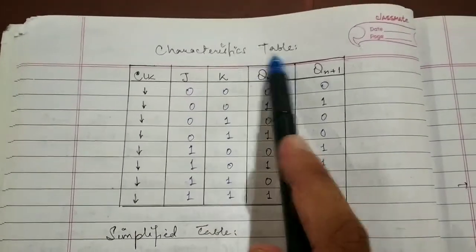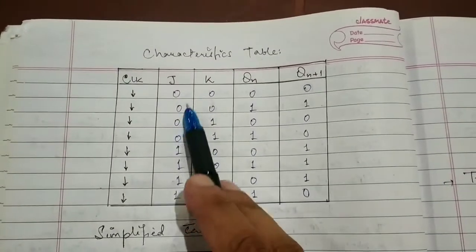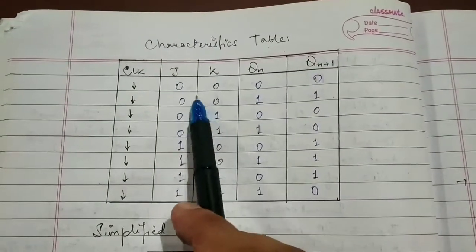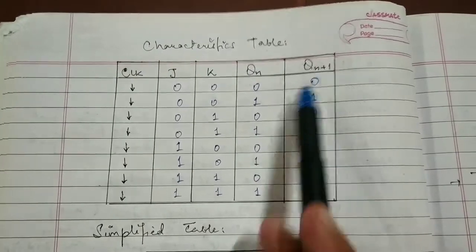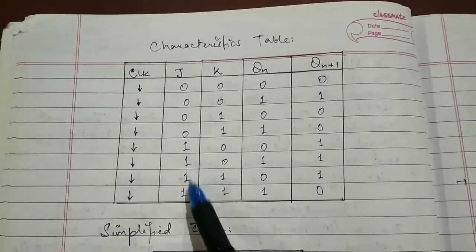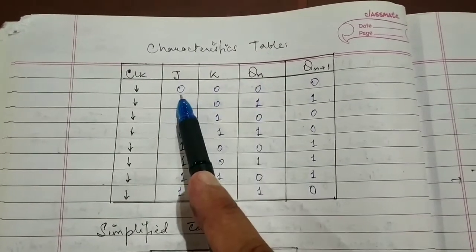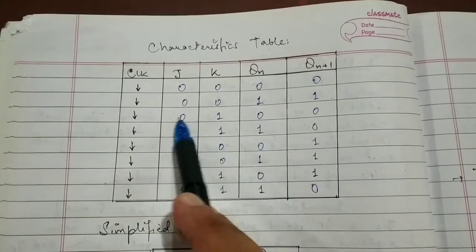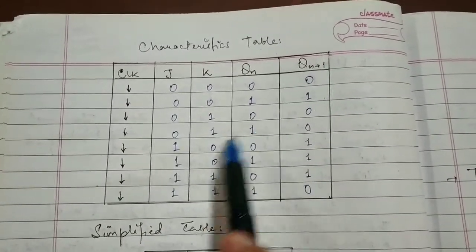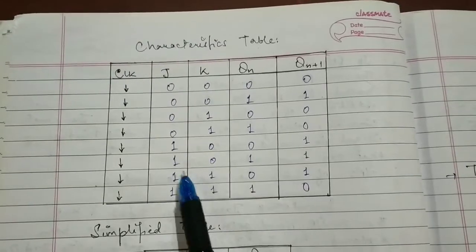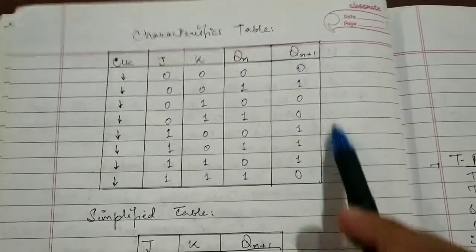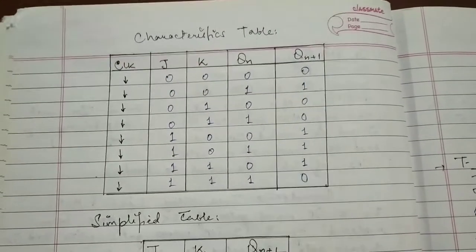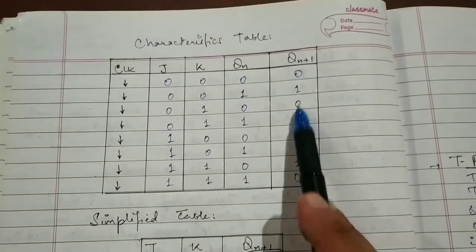Now for the characteristics table, we write the necessary 8 combinations for J, K, Qn, and we find the Qn plus 1, that is the next state. We write the 8 combinations: 0 0 0, 0 0 1, 0 1 0, 0 1 1, 1 0 0, 1 0 1, 1 1 0 and 1 1 1. The Qn plus 1 is actually the Qn plus 1 of the SR flip-flop only.